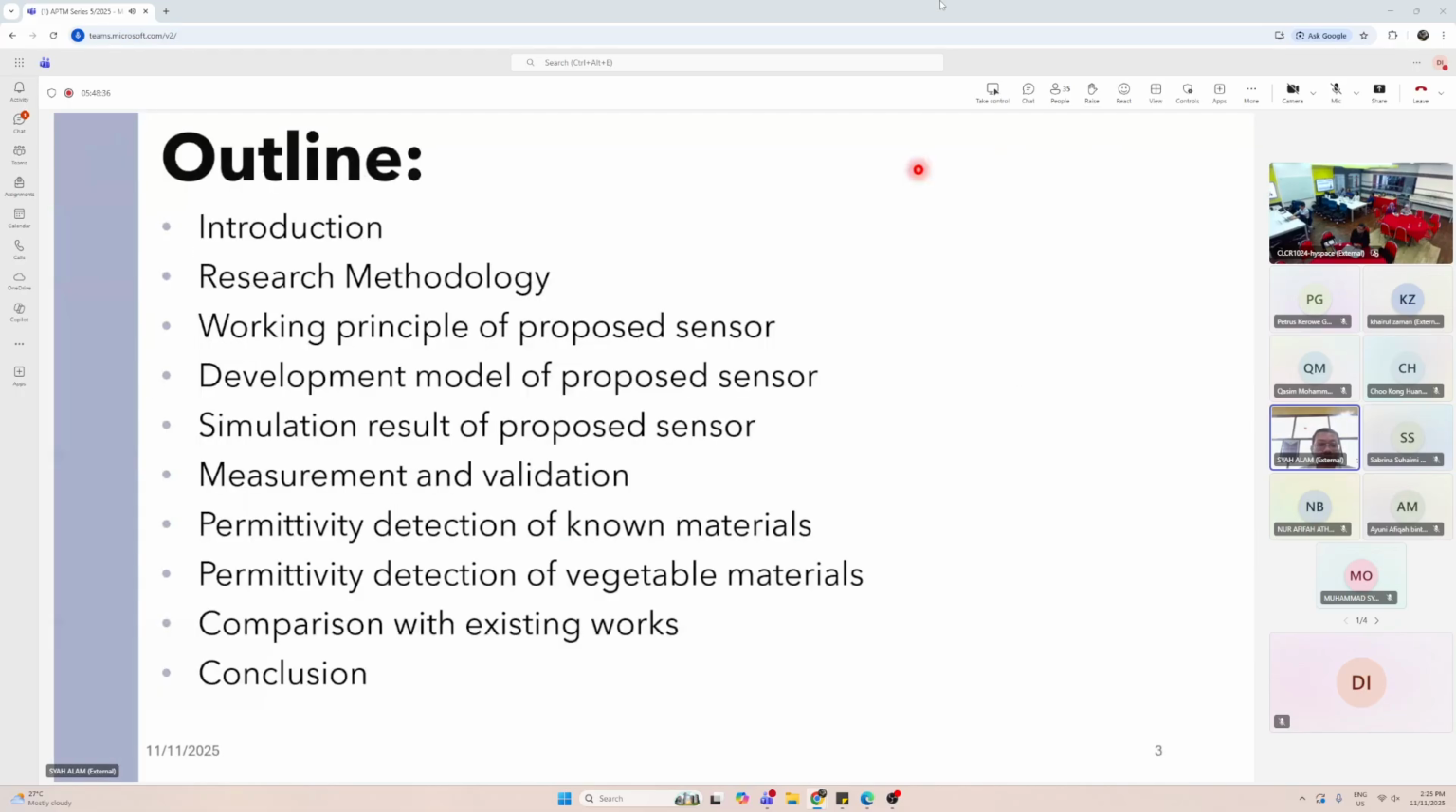Okay, this is the outline of our presentation. First, the introduction, research methodology, working principle of the proposed sensor, development model of the proposed sensor, simulation result of the proposed sensor, measurement and validation, and after that permittivity detection of solid materials. Then we explore in more detail the permittivity detection of vegetable materials, we compare our sensor with existing work, and we conclude.